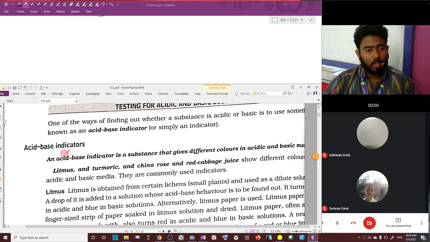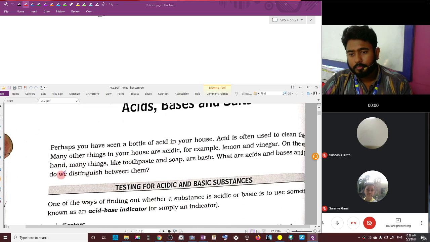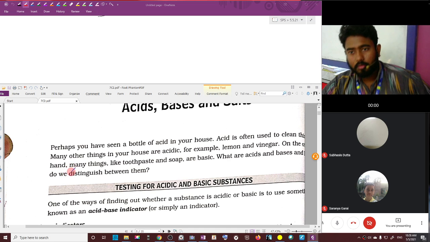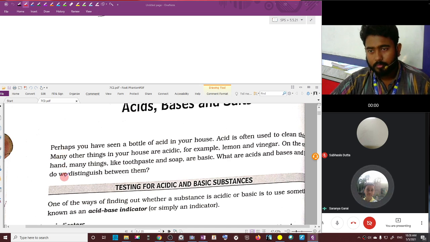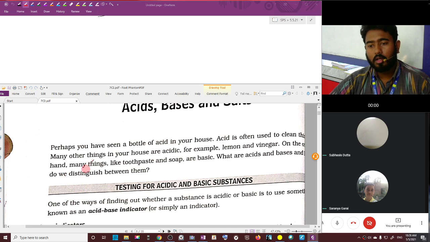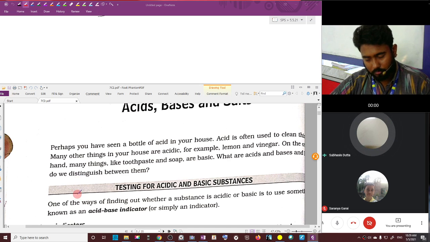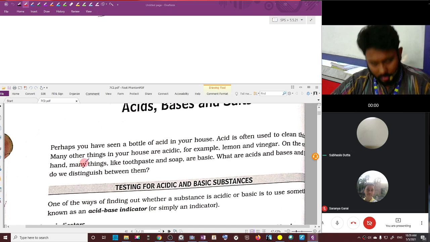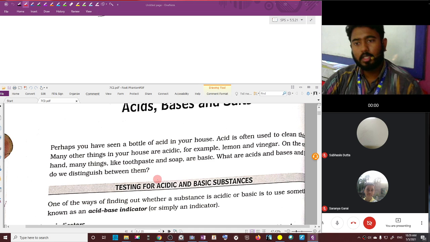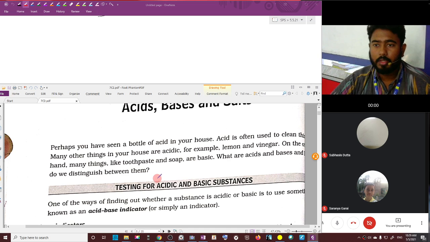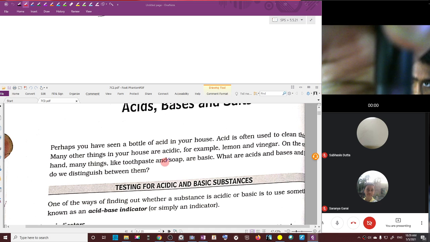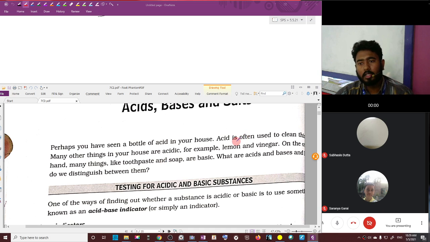Can you tell me what is an indicator? Shromana, can you? An indicator is a substance that gives different colors and which helps us to understand whether the substance is acid or basic. So an indicator is something which helps us to understand whether a chemical that has been given to us is an acid or a base. Is that clear?